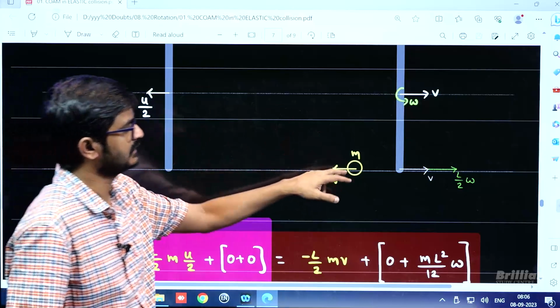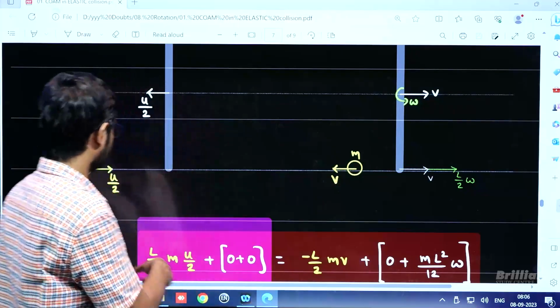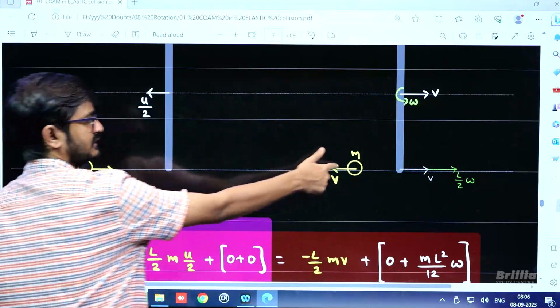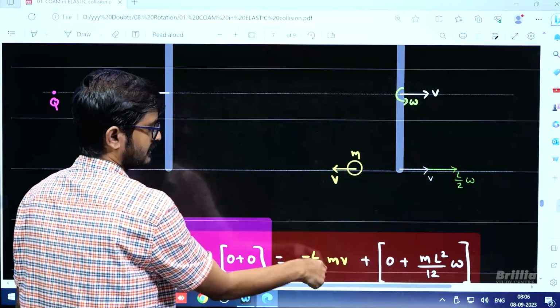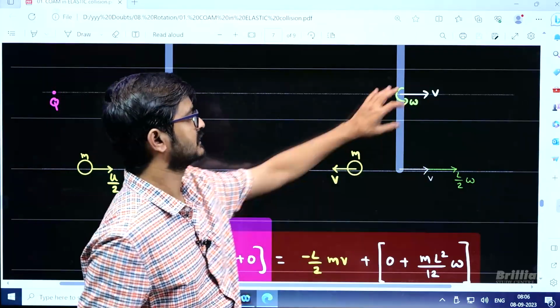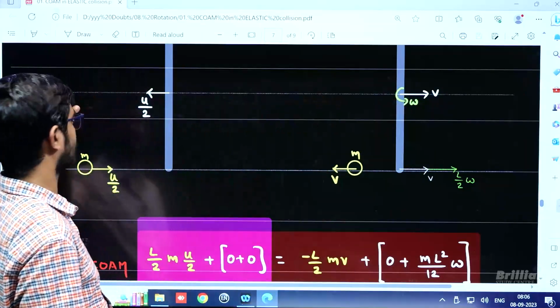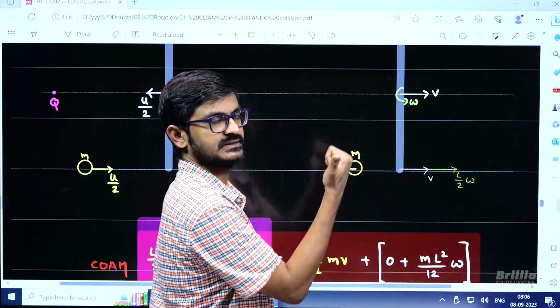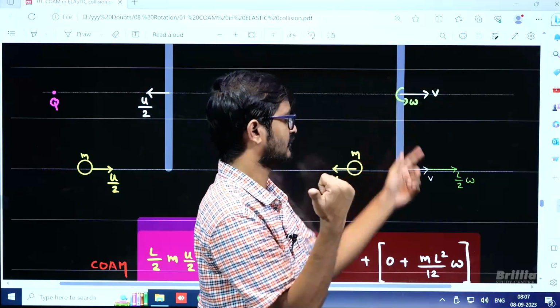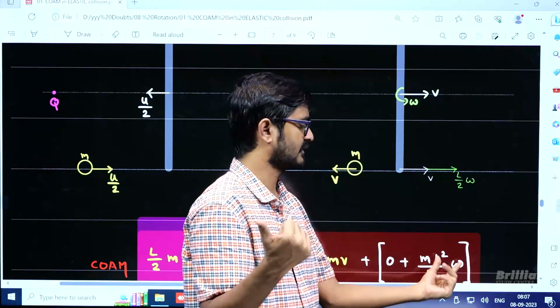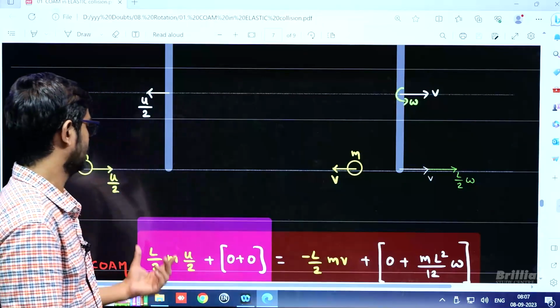Now finally angular momentum of this guy will be, see, I have taken this direction as positive, now this direction is negative. So angular momentum of this guy will be minus L by 2 mv. Now this guy will have 2 components again, of center of mass and about center of mass. Of center of mass is again 0. About center of mass is in this direction, which is positive for me. About center of mass it is I_C into omega, ml square by 12 into omega, right?